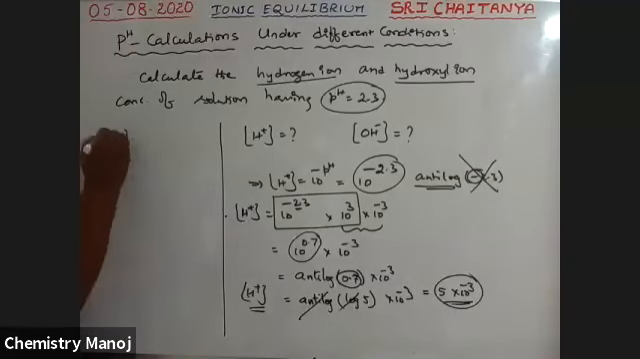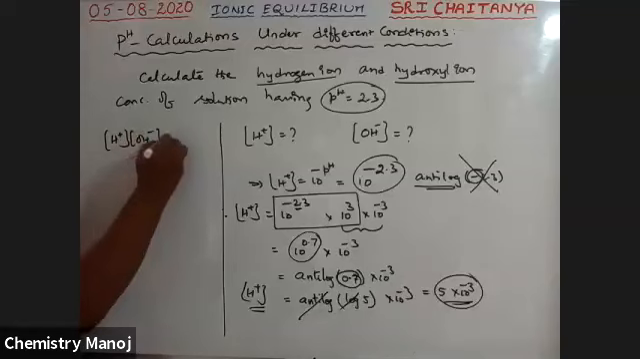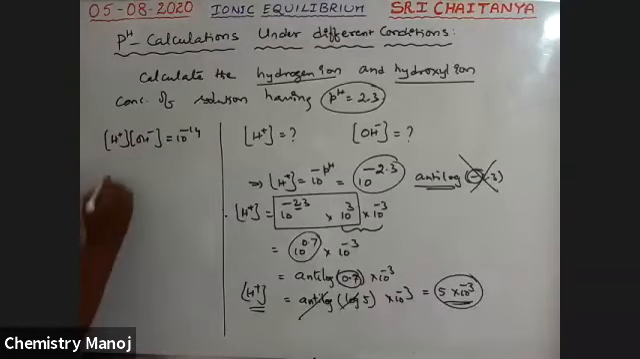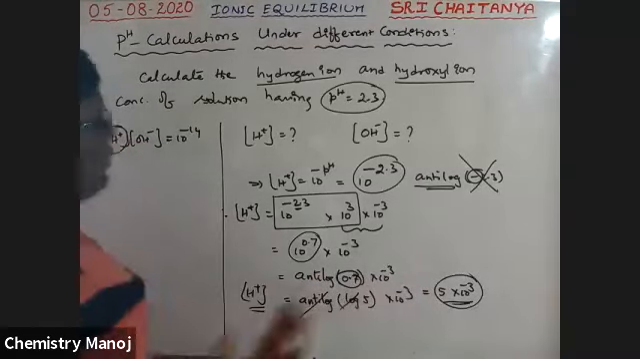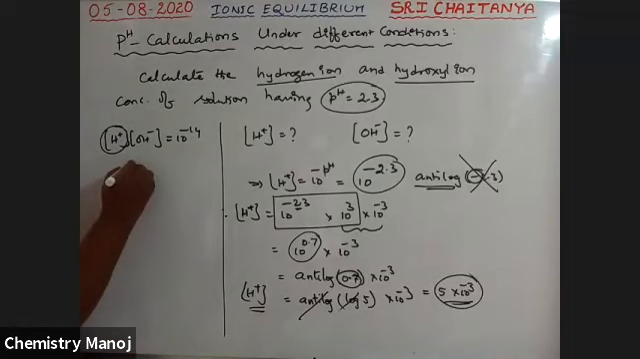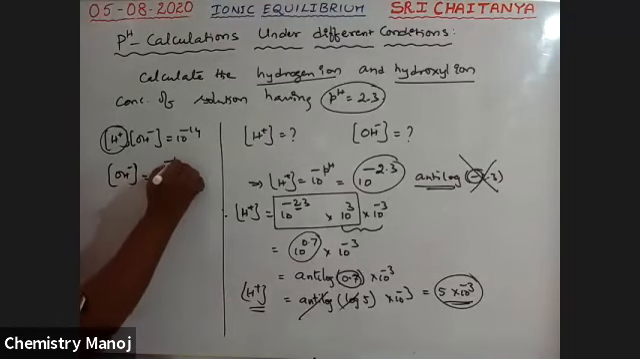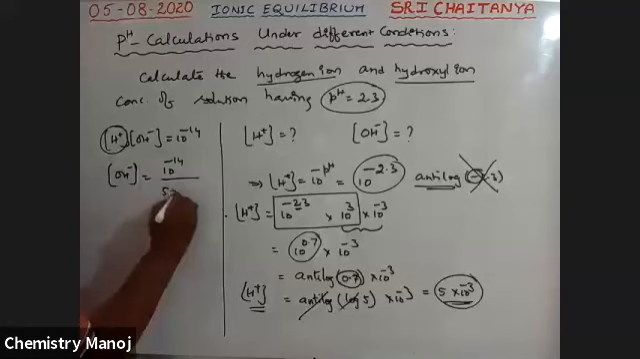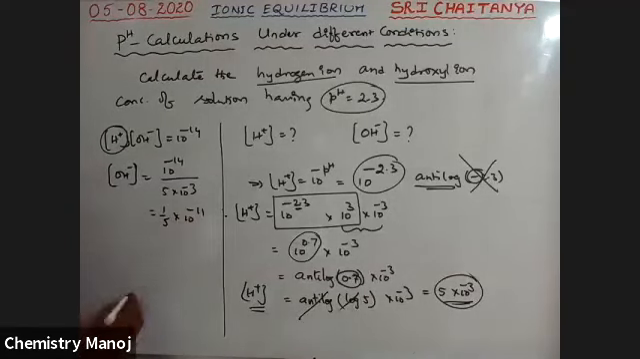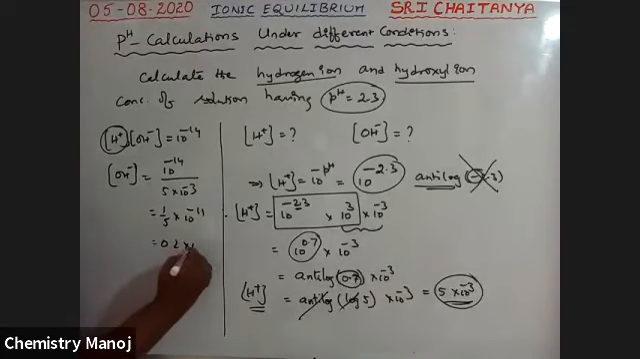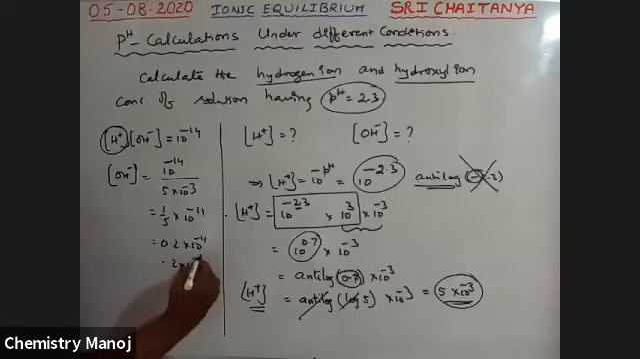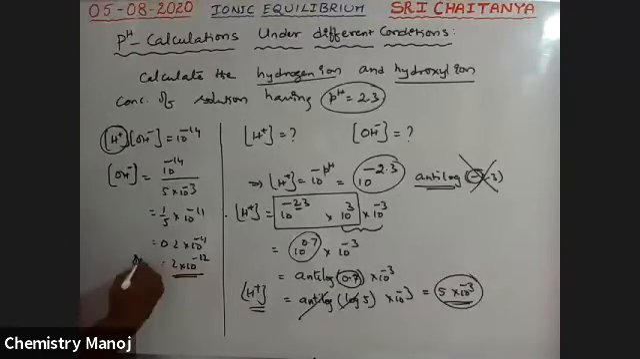H plus concentration times OH minus concentration equals 10 power minus 14. We already got the H plus concentration. Therefore, OH minus ion concentration is equal to 10 power minus 14 by 5 into 10 power minus 3. That is 1 by 5 into 10 power minus 11, which equals 0.2 into 10 power minus 11, that is 2 into 10 power minus 12. This is the OH minus ion concentration.